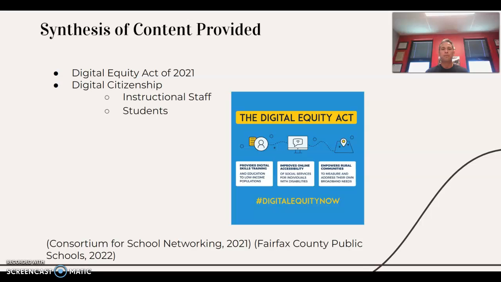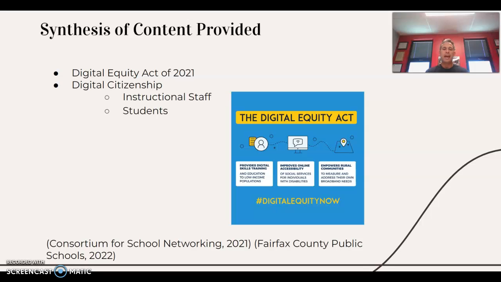Continuing with a few other resources. So looking at the Digital Equity Act of 2021. That's providing digital literacy and digital skills in education. That's where I have the little infographic on the side where it talks about providing those digital skills, improving online accessibility, and empowering rural communities.